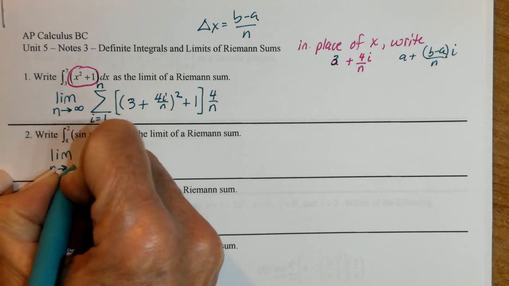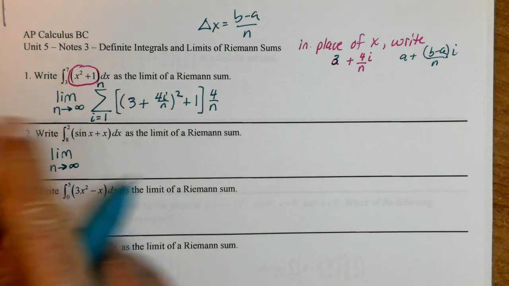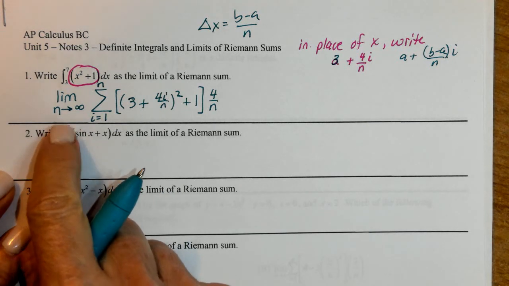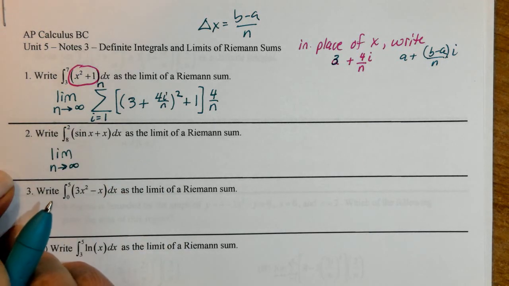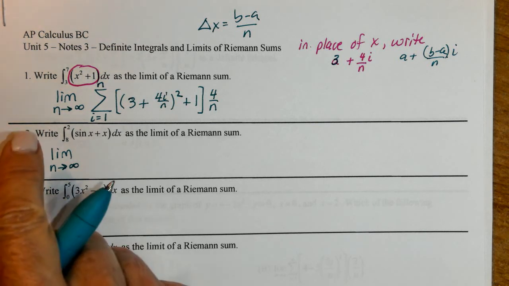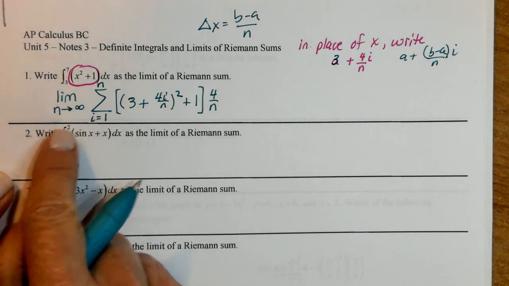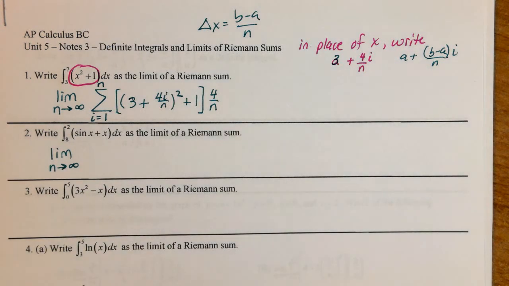Limit as n goes to infinity. Well, first of all, notice that they have it as 8 to 2. We could change this and make it a negative 2 to 8, but since they wrote 8 to 2, I'm just going to go with it. All right?